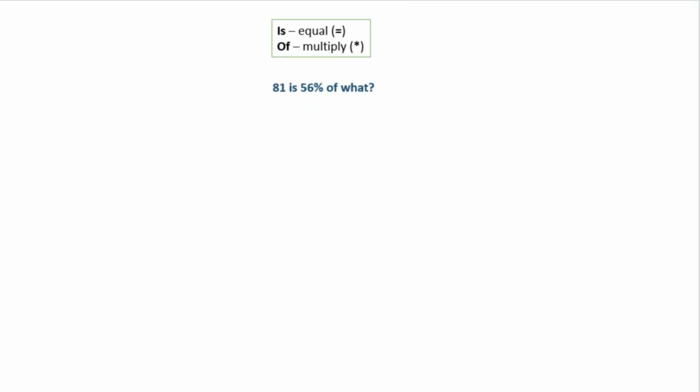So in this percent word problem, we are trying to find what the total value is. So it says 81 is 56% of what? Again, we're going to translate our English into math terms. 81 is means equal. 0.56 is the same thing as 56%. The word of means to multiply. And then our question is represented by the unknown n.